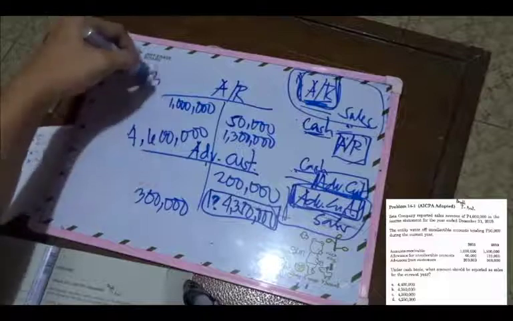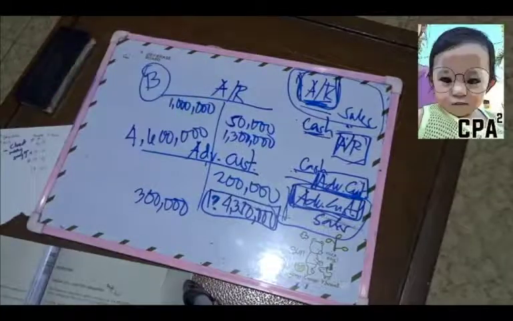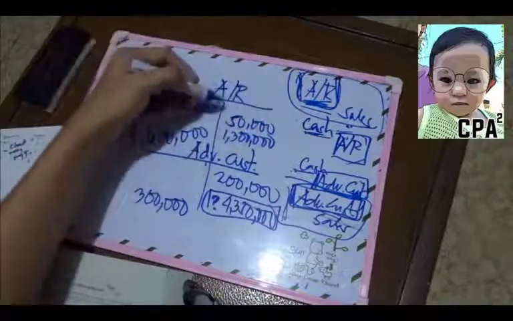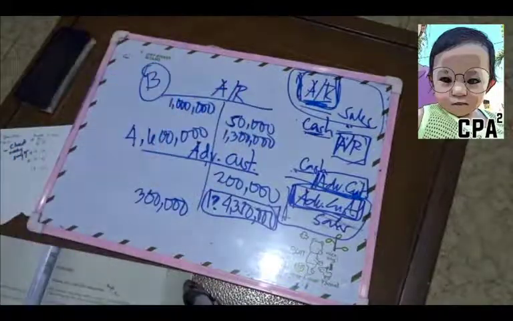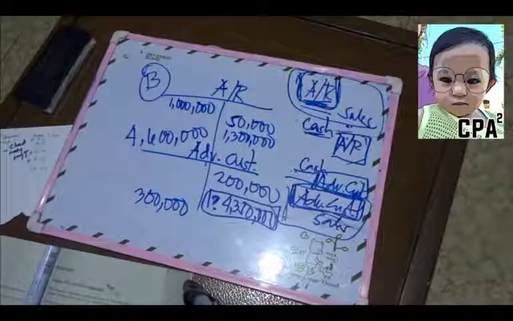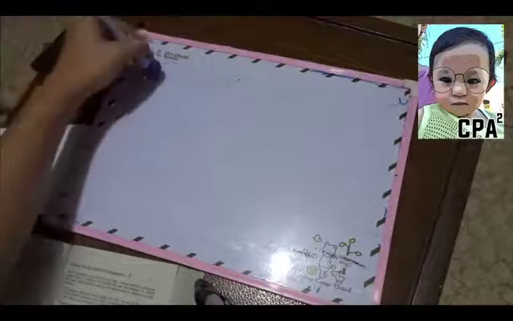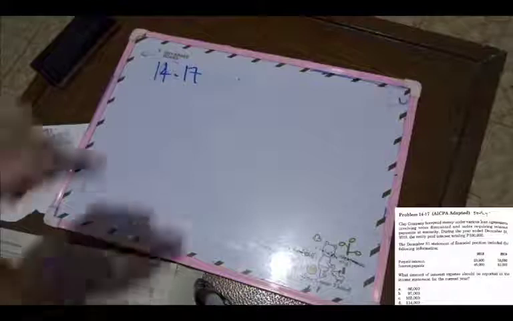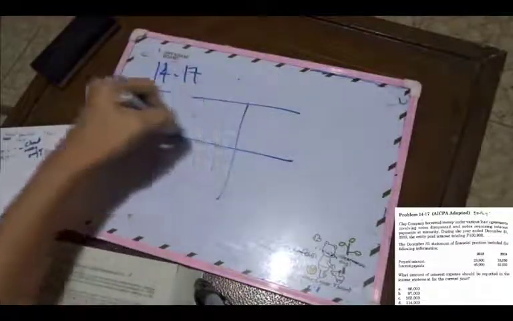Letter B. So this is what I call a double T account. So, you can normally use this for prepayments and accruals, deferrals, and accruals. Next is problem 14-17, Clay Company. So again, you have two accounts.